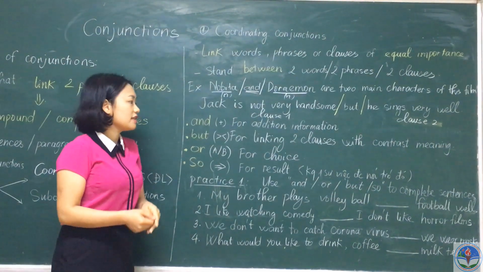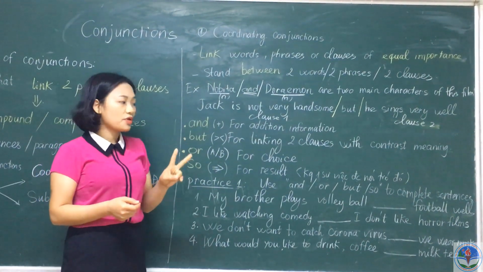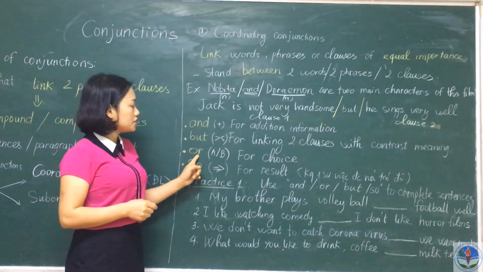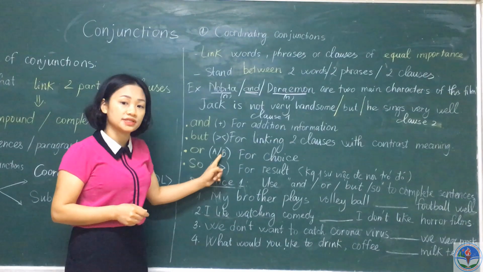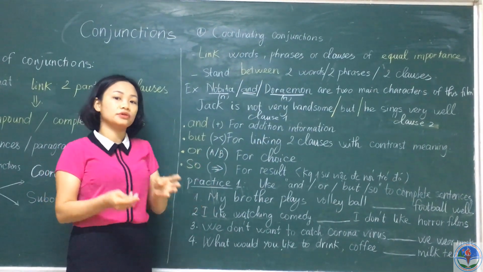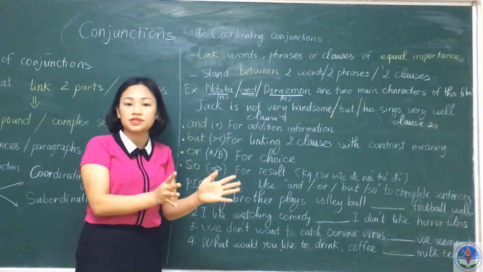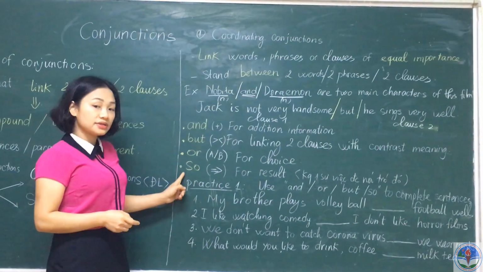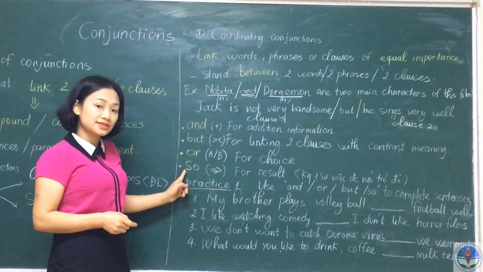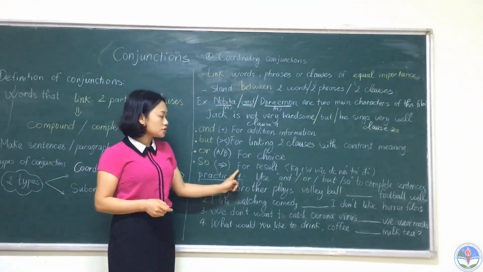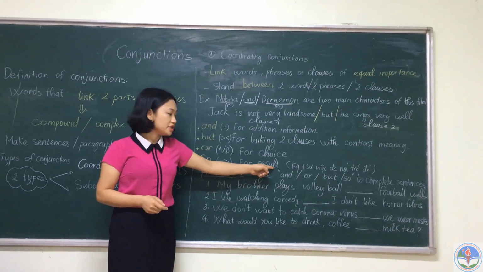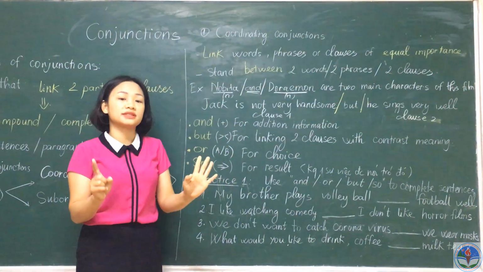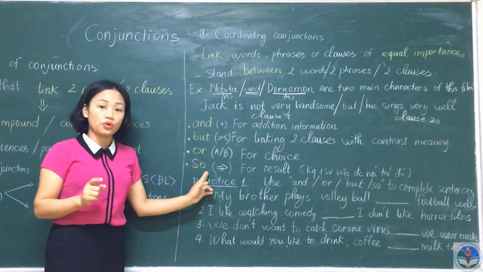"But" is used for linking two clauses with contrast meaning, right? Or, "or", you use when you have choices. You use it when you have two or more different choices in one sentence. The last conjunction I would like to introduce is "so". "So" is used for result. When you want to talk about the result in one sentence, you usually use "so".